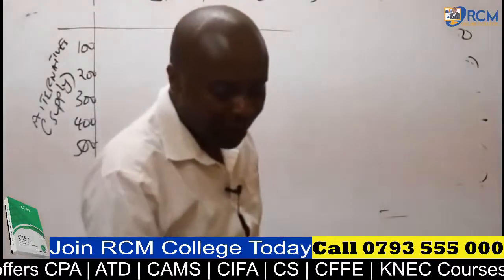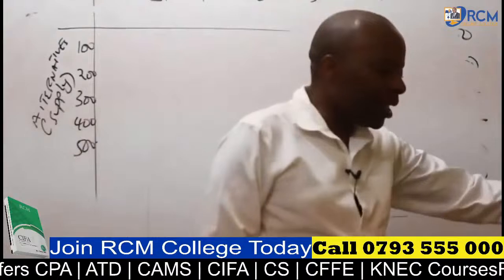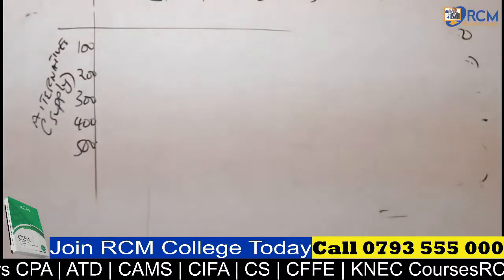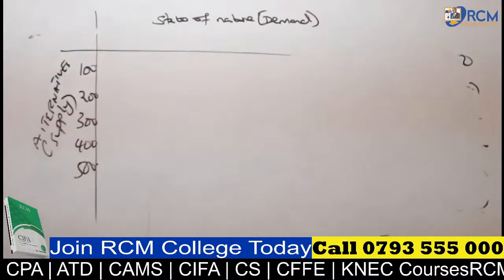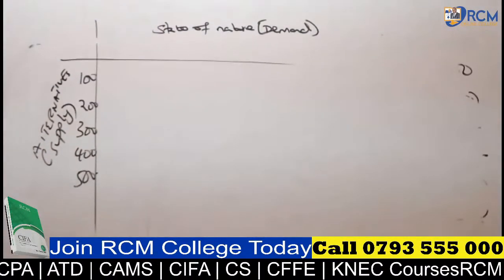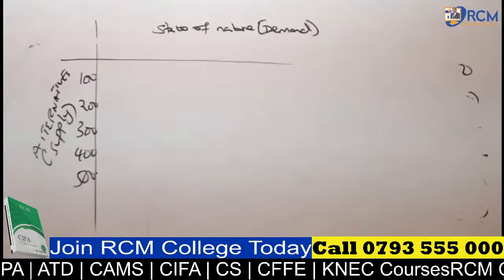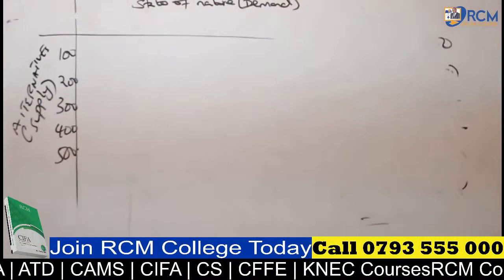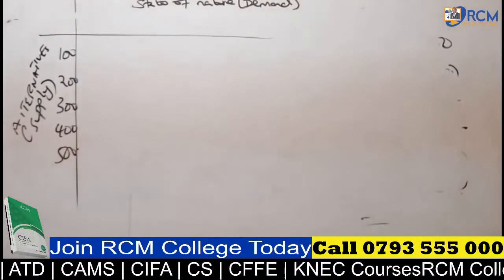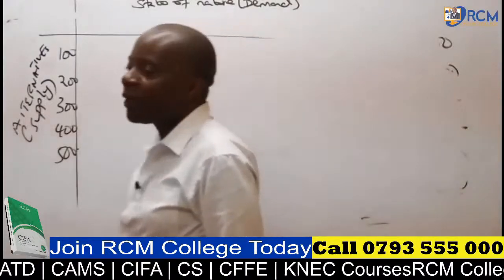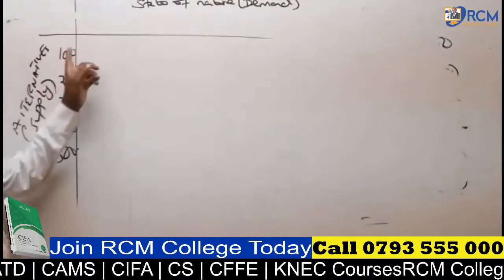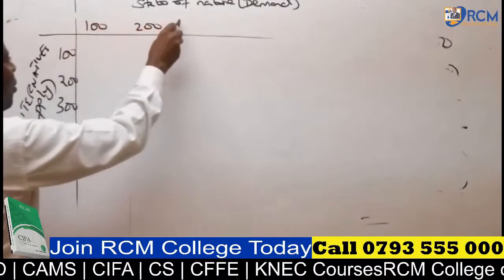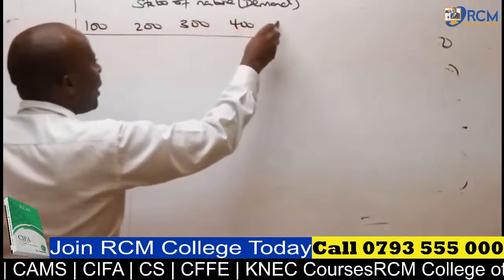Now listen, ladies and gentlemen, how do we get to know the demand amount? Unless you're told otherwise, remember what we were told in economics: supply and demand should always be equal. So the same supply figures that you have here will be the same demand figures we put there. In that case, we put 100, 200, 300, 400, and 500.